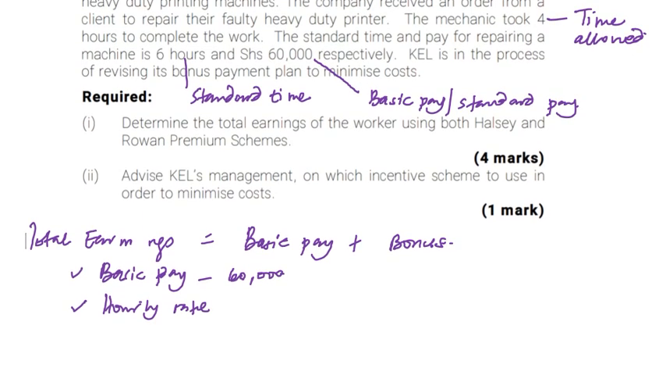So what is the rate per hour? We know that the basic pay is 60,000. But this is as a result of someone working for 6 hours. So the hourly rate is 60,000 divided by the 6 hours. And this gives us shillings 10,000 per hour. So that is your hourly rate. Shillings 10,000 per hour. Now we can go into the computation of bonus.